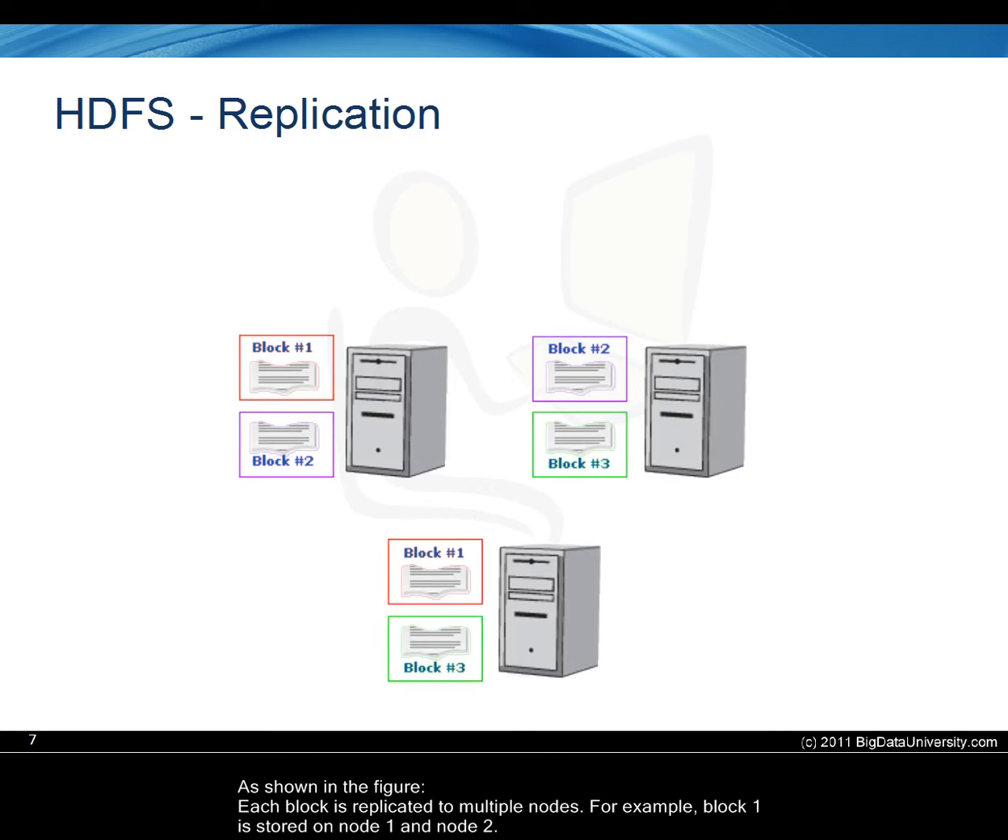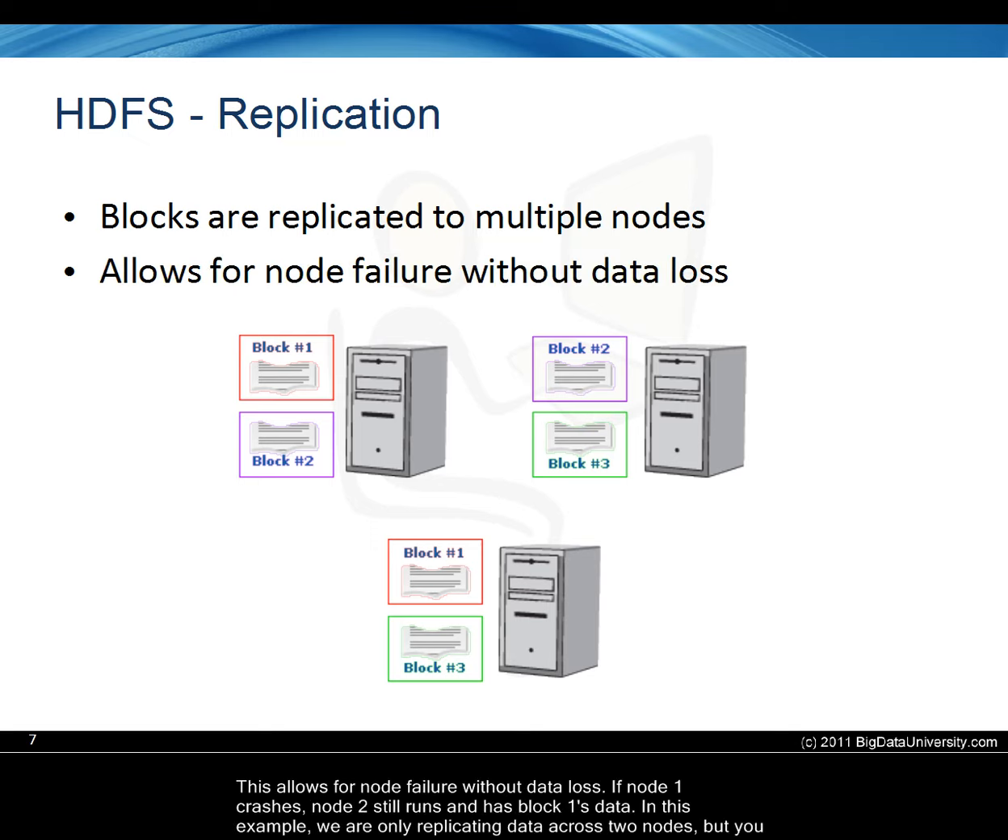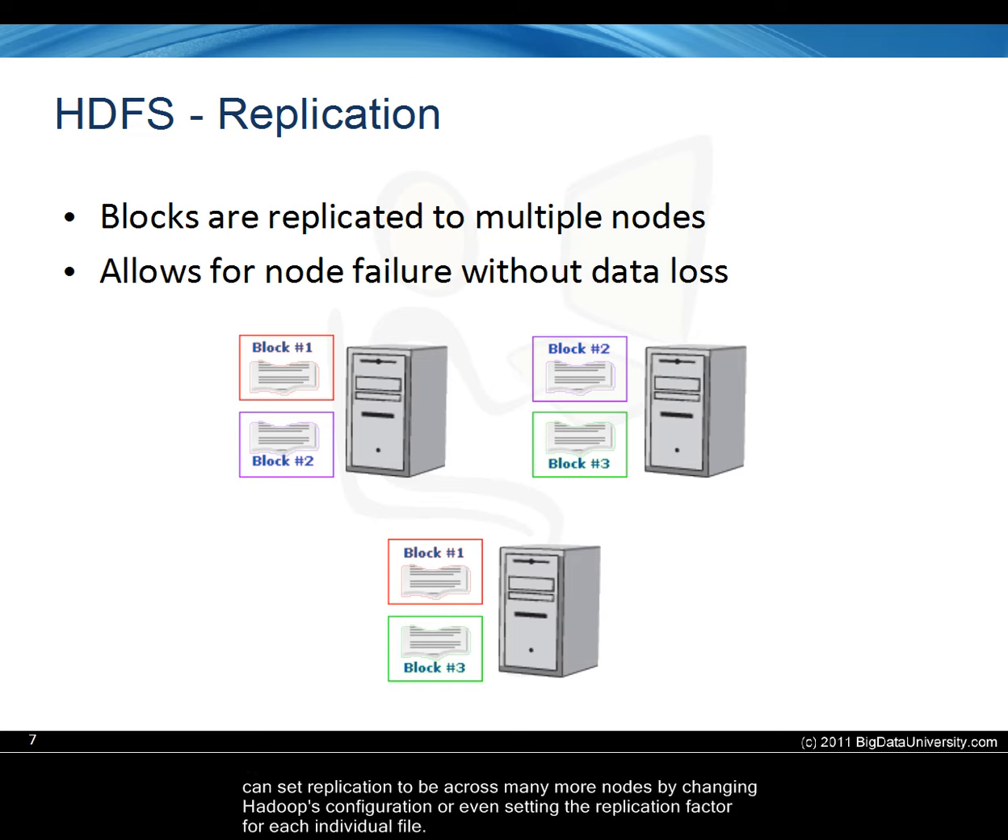As shown in the figure, each block is replicated to multiple nodes. For example, block 1 is stored on node 1 and node 2. This allows for node failure without data loss. If node 1 crashes, node 2 still runs and has block 1's data. In this example, we are only replicating data across 2 nodes, but you can set replication to be across many more nodes by changing Hadoop's configuration or even setting the replication factor for each individual file.